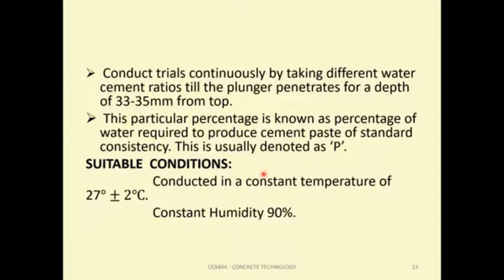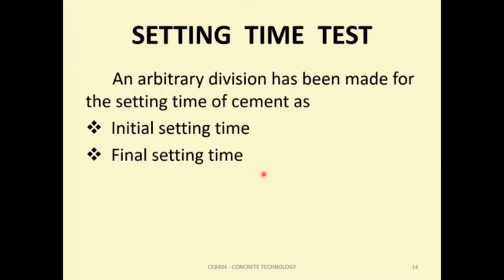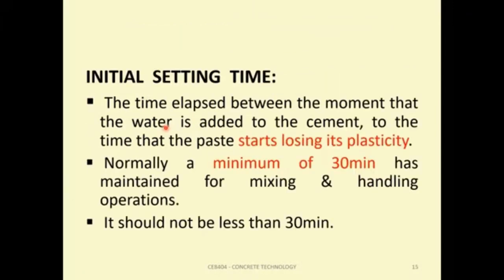The suitable condition for performing tests is a constant temperature of 27 degrees plus or minus 2 degrees, that is room temperature, and a constant humidity of 90%. The next one is the setting time test. We know there are two types of setting times: initial setting time and final setting time.